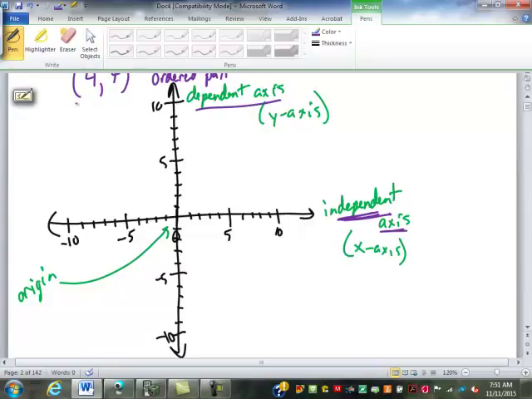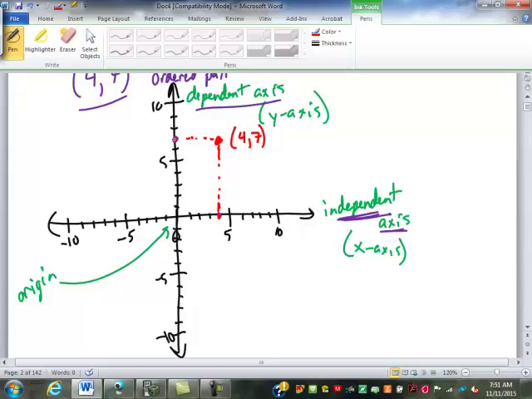So now let's go back to our 4, 7 here. Well, 4, the first one goes on the x-axis, or the independent axis. The second number goes on the y-axis, or the dependent axis. But we don't want two separate dots, so we represent both of those values by putting a point out in space. That represents 4, 7, because its shadow on the x-axis is 4, and on the y-axis is 7.